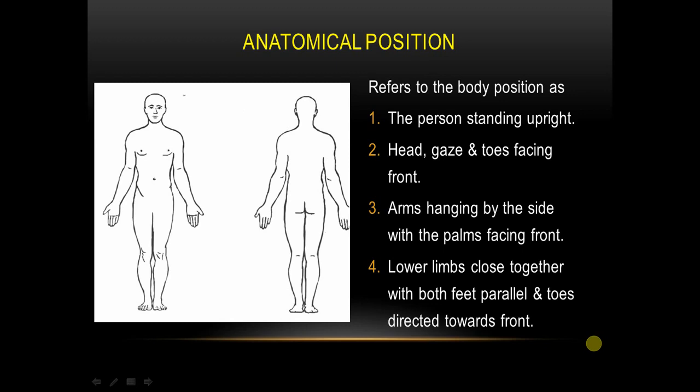Okay, so I will repeat. A normal anatomical position is a person standing upright, head, gaze and toes facing front or looking forward, arms hanging by the side and palms facing front, lower limbs close to each other and both feet parallel and toes directed towards the front. This is the normal anatomical position.